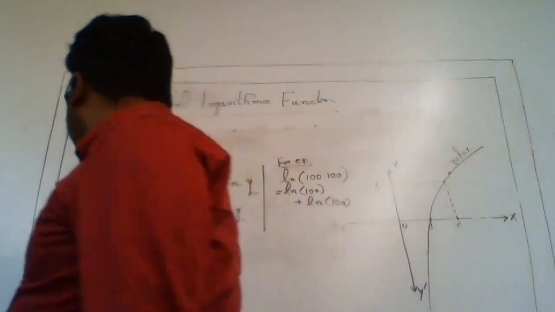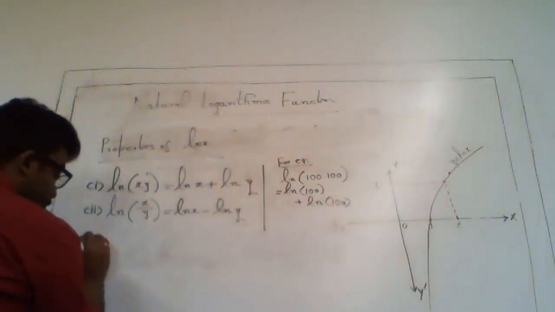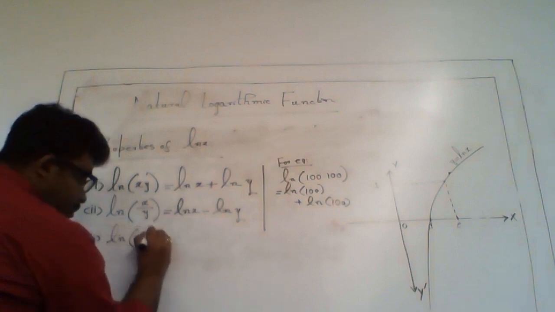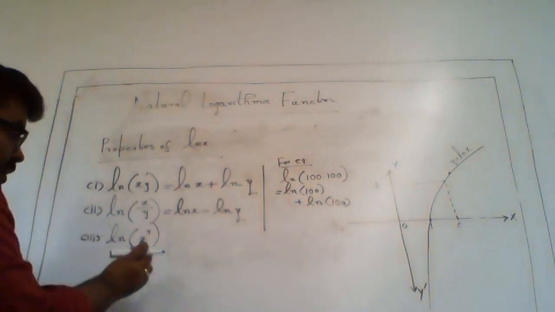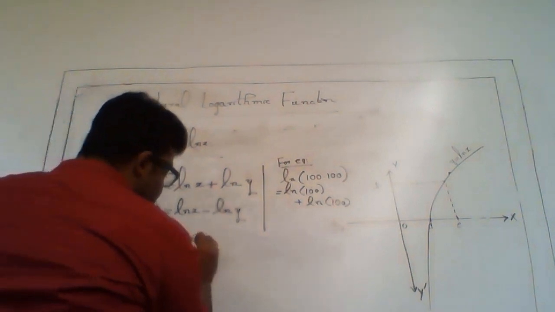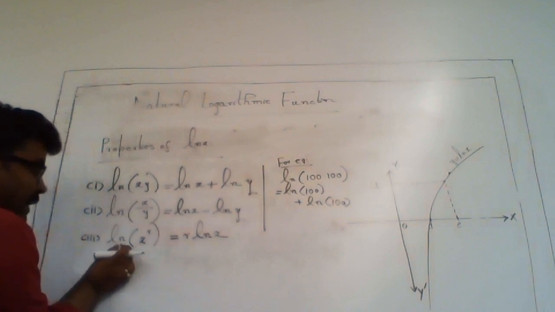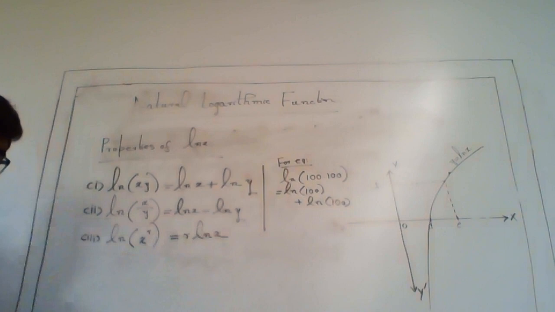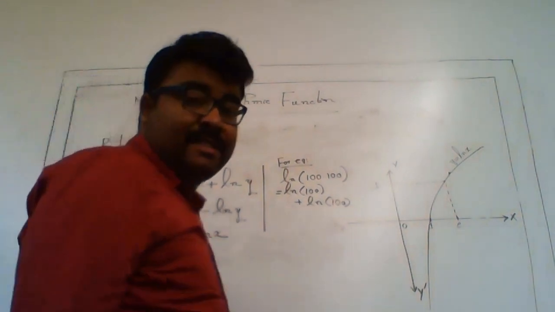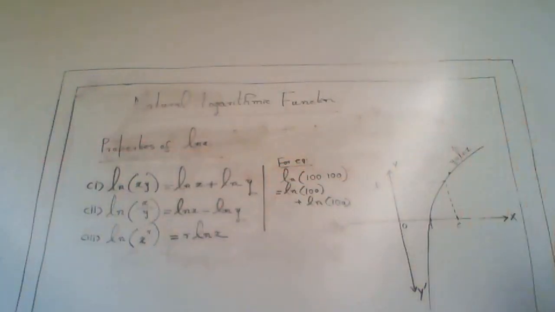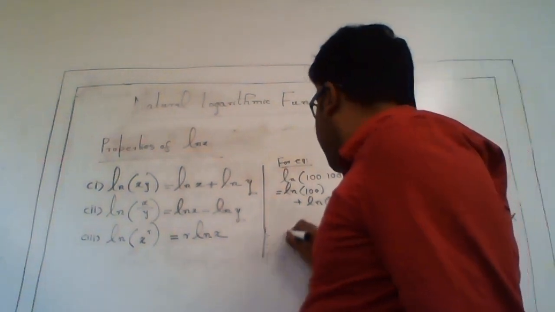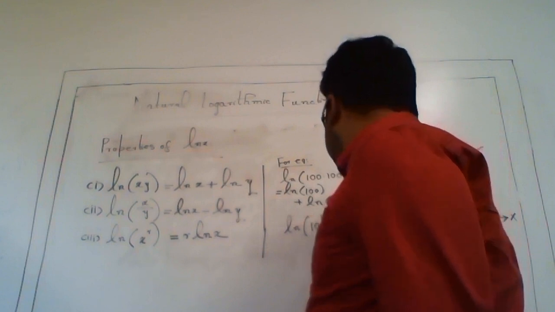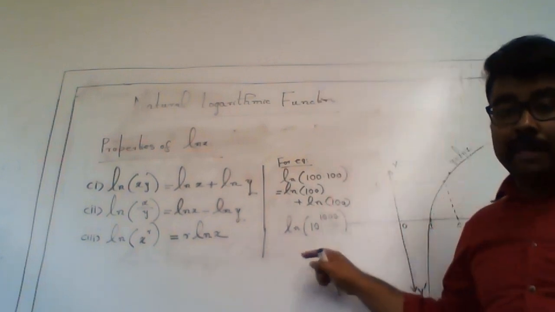The third formula is far more important. If I have a power, say x to the power r, then ln of it is equal to r ln x. So the power can be taken out. This formula is very important because it is often very hard to compute powers. For example, say you want to compute 10 to the power 1000. It's a very big number, right?